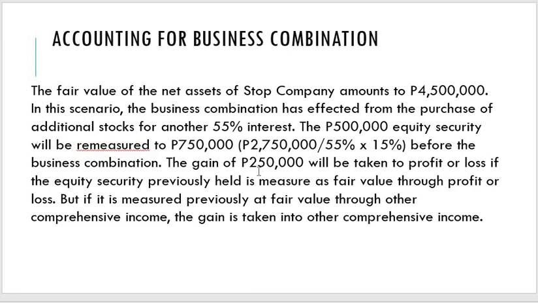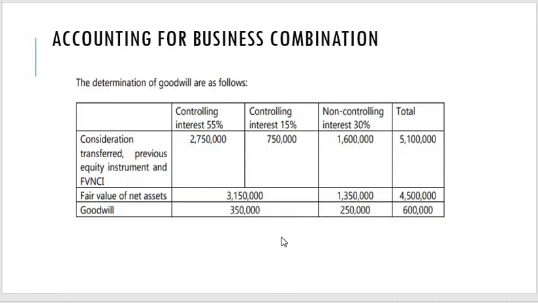So the gain of 250,000 will be taken into profit or loss if the equity security previously held is measured at fair value through profit or loss. But if it's fair value through other comprehensive income, then the gain is taken into other comprehensive income. Okay? So to compute for the goodwill, diba?